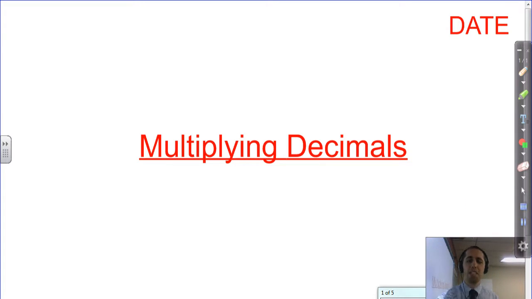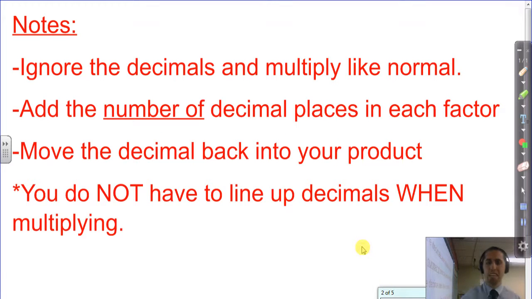Speaking of notes, here we go. Today we're talking about multiplying decimals. We talked about it in class, and I gave you a really confusing explanation about why this process we're going to use works. But first, let's just take the notes of the process because that's the easier part.